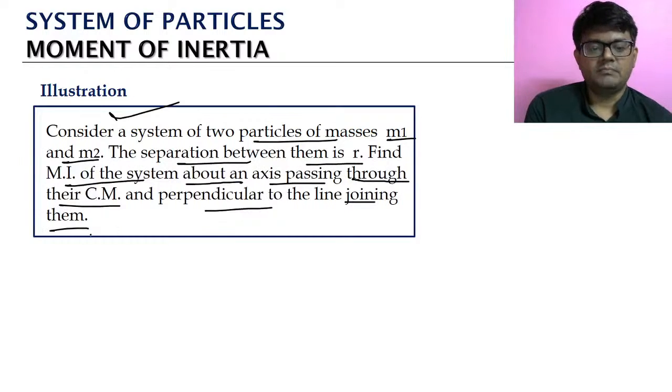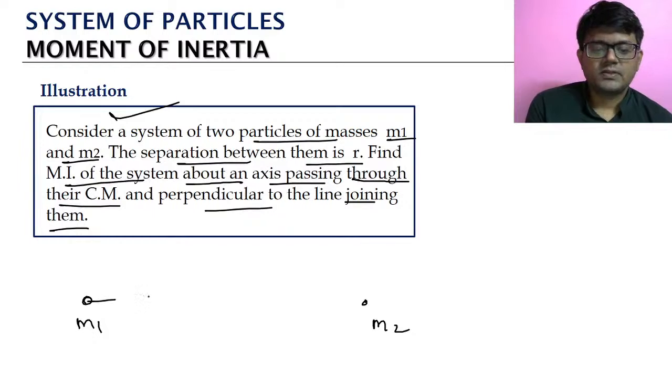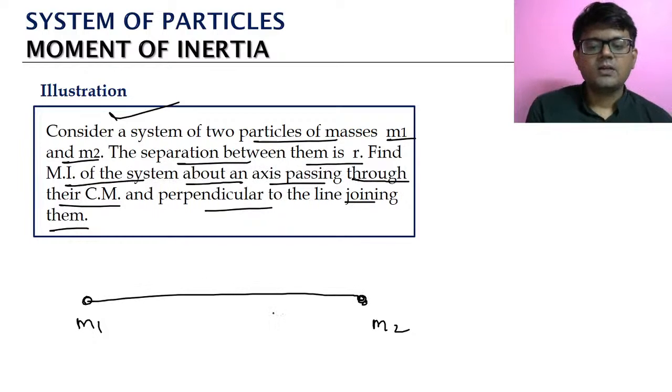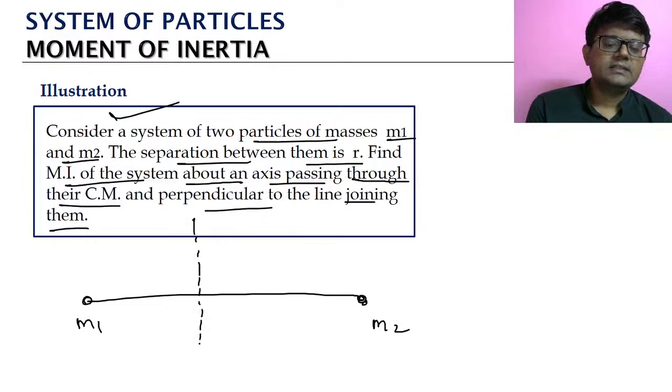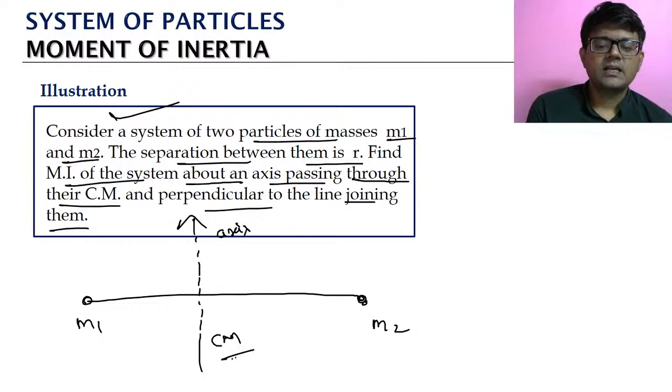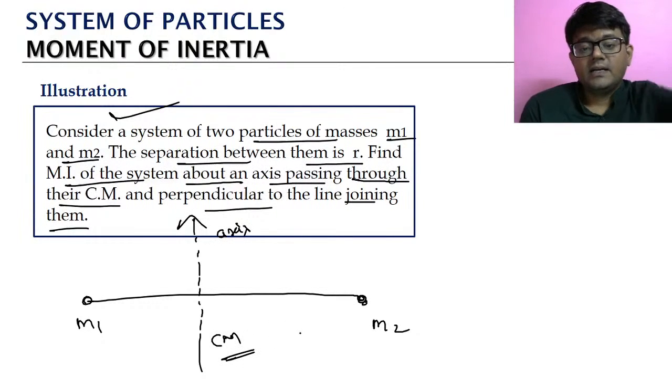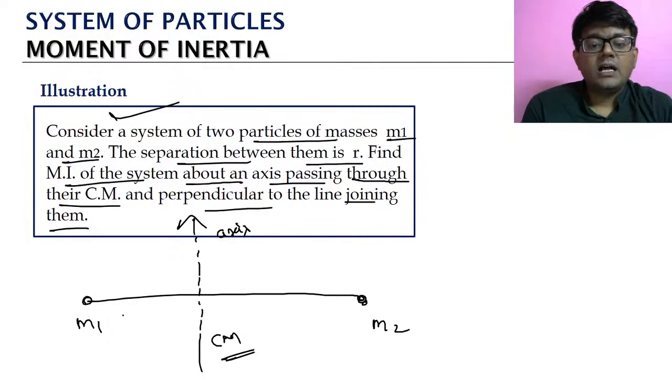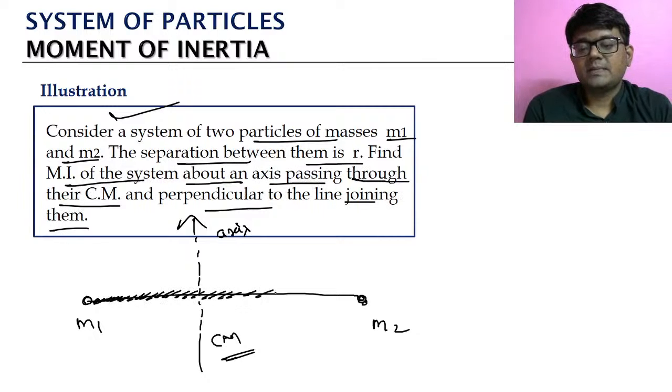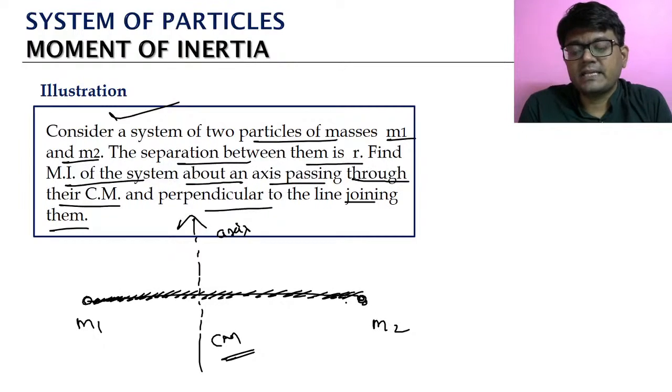the line joining them. இது பாருங்க, so இங்க m1 இருக்குன்னு வெச்சுக்கோங்க, இது m2. Okay, so we are choosing an axis passing through the center of mass, and the axis is perpendicular to the line joining the two masses. Axis எப்படி இருக்கா, it is passing through the center of mass of the two particles and perpendicular to the line joining the two masses.